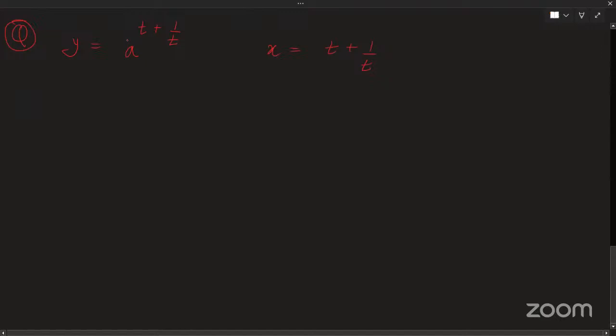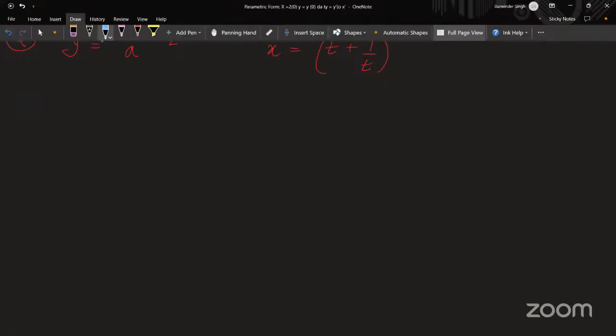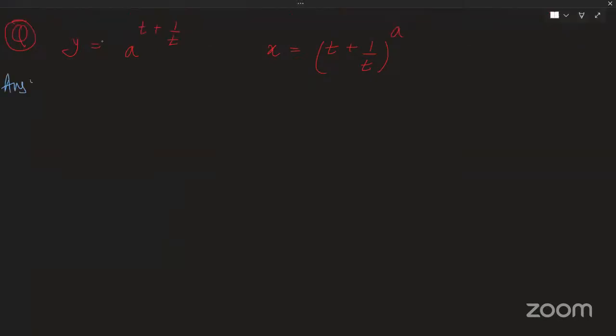So a is any constant, and you have been given y is equal to a raised to t plus 1 by t. And x has been given as t plus 1 by t whole raised to a. So a is again any constant. So again, it is asking for dy by dx. So let us do dx by dt first because it looks easier.